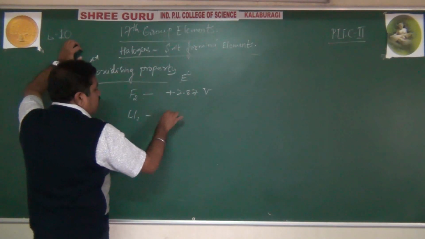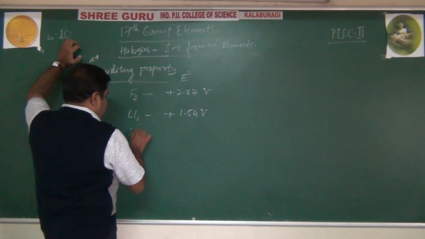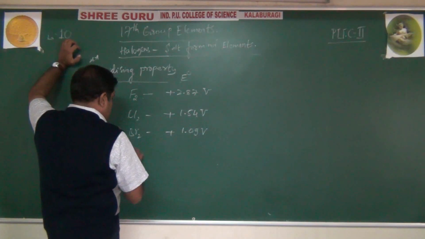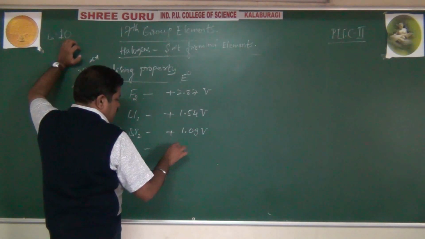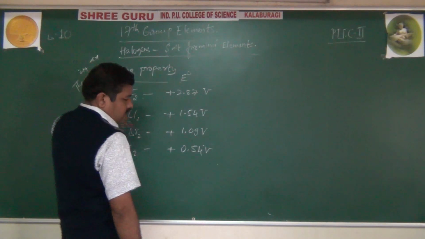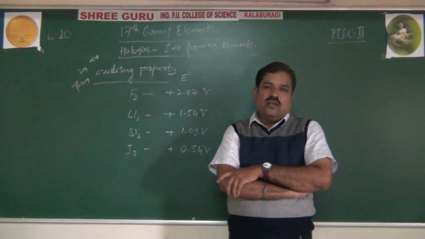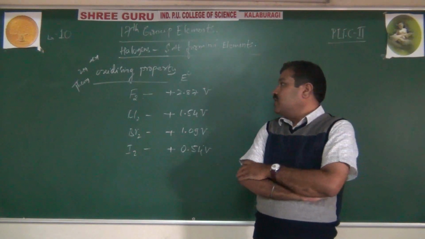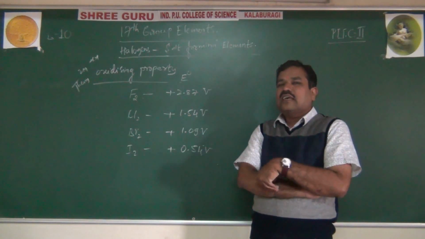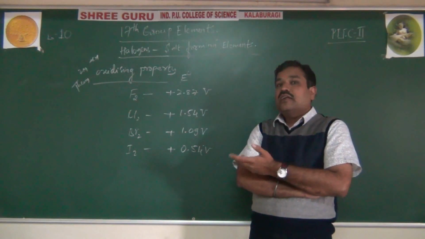Fluorine plus 1.54 volts, bromine plus 1.09 volts, and iodine plus 0.54 volts. What is this E0? Standard electrode potential that you already studied in electrochemistry. The higher the positive standard reduction potential, the more powerful the oxidizing agent. That means they have a high tendency to accept electrons. Why? Because they are more electronegative.